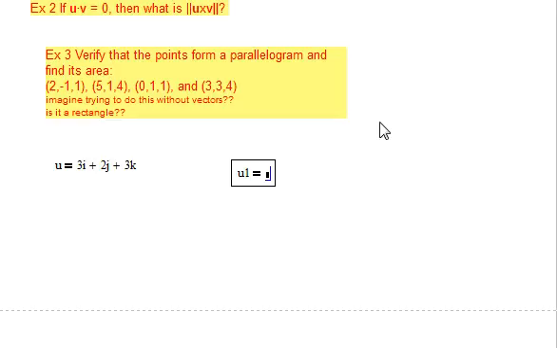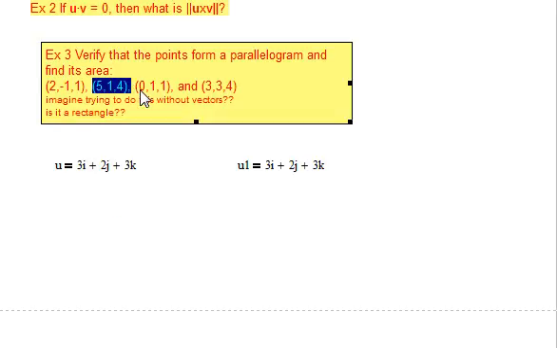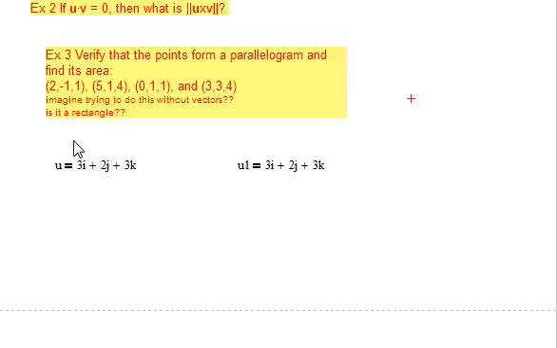3 minus 0 is 3i. So far so good. 3 minus 1, ooh, plus 2j. And 4 minus 1 plus 3k. Isn't that fantastic? So we know that two of the sides are parallel because they're the same vector that connects up the points. And so now if I use these two vectors, I'm actually finding the diagonal of this parallelogram, and I don't want that.